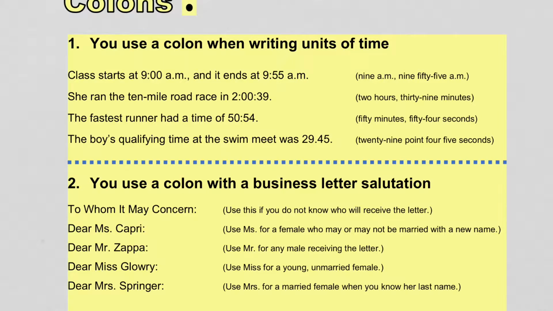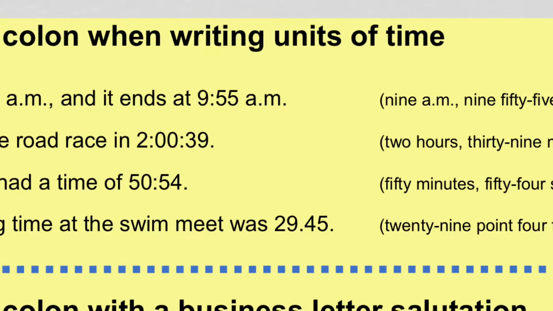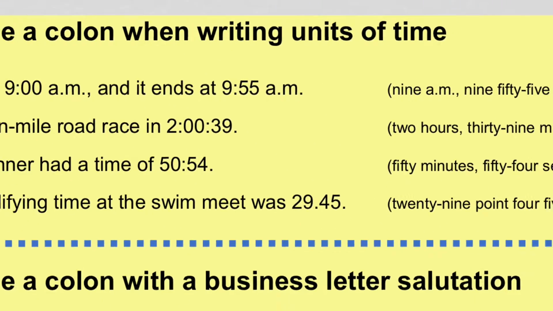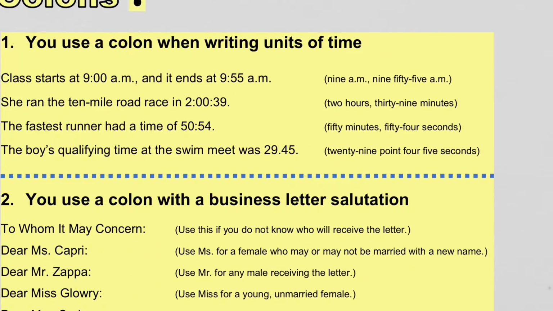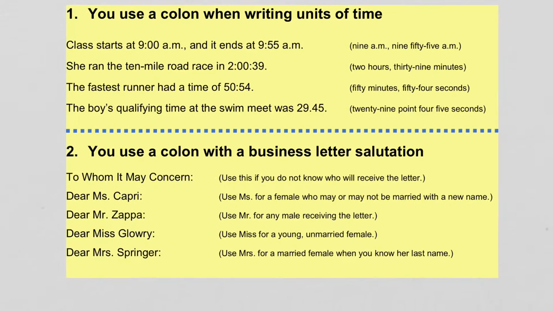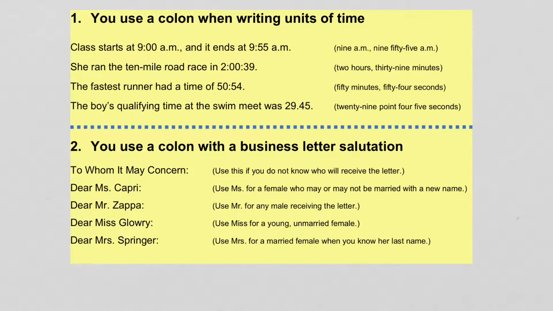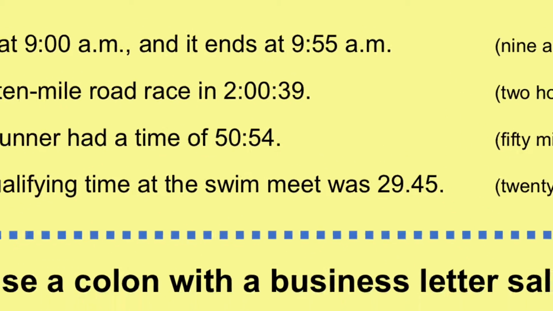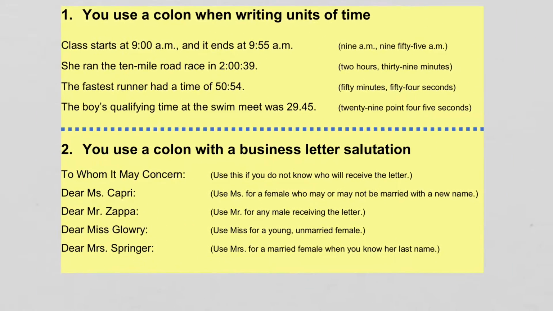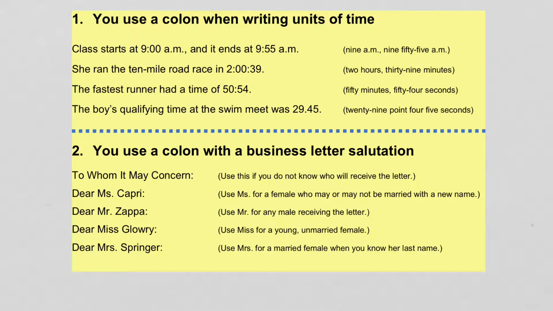So 9 a.m., right, it would be written 9 a.m. and 9:55 a.m. would be spoken out 9:55 a.m. Next one, she ran the 10-mile road race in 2 hours, 39 minutes. So that's how you would say this number. You'd say 2 hours, 39 minutes. Right. Next sentence, the fastest runner had a time of 50 minutes, 54 seconds.